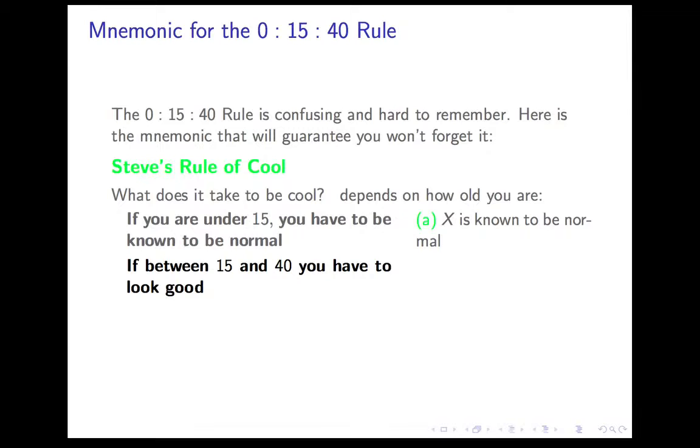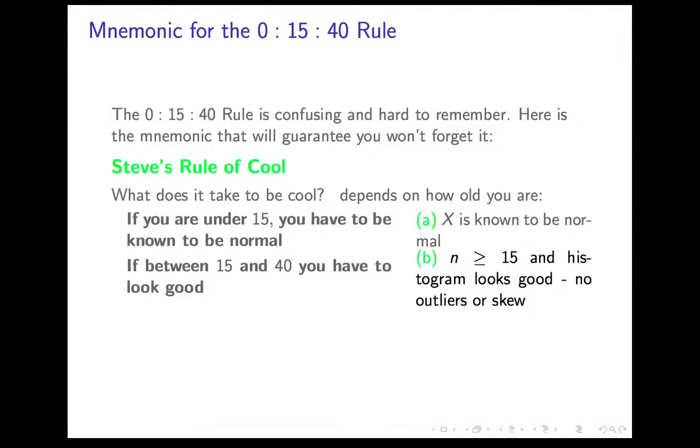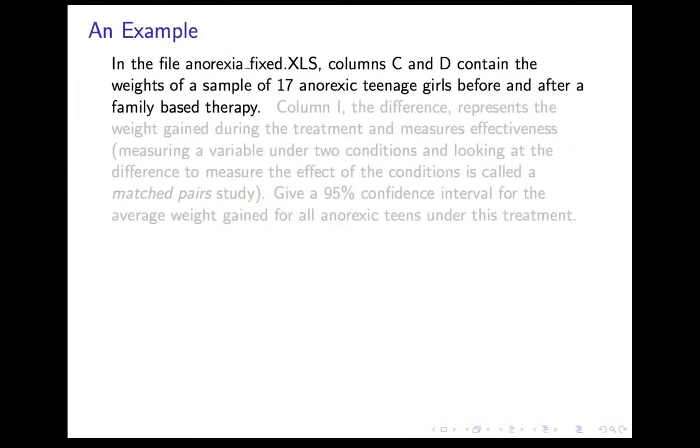If you're between 15 and 40, where you are now, the sad truth, let's all admit it, is it really comes down to whether or not you look good. So if you're between 15 and 40, your histogram has to look good, not too skewed. Most importantly, if you're over 40, you don't have to worry about anything, you just are cool. So n greater than or equal to 40 is the last condition. I thought of this mnemonic on my 40th birthday, by the way.